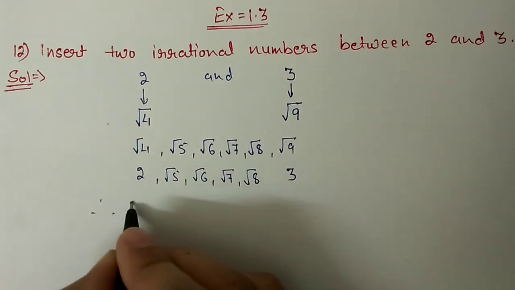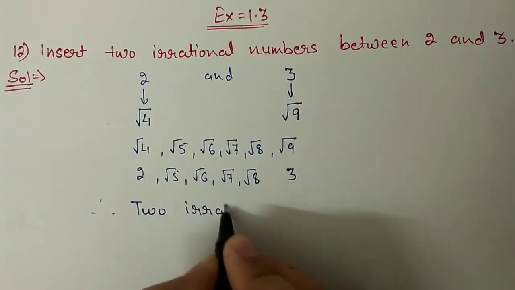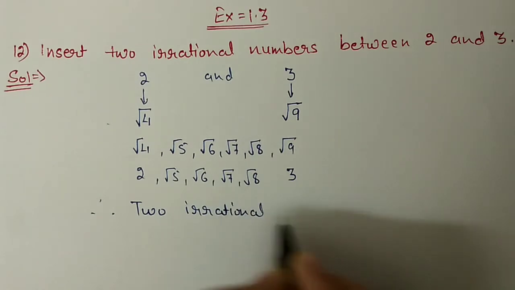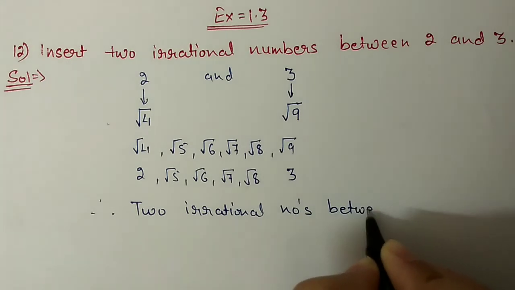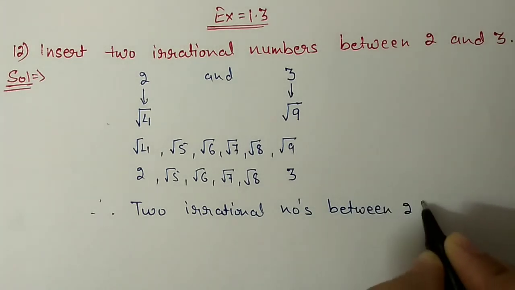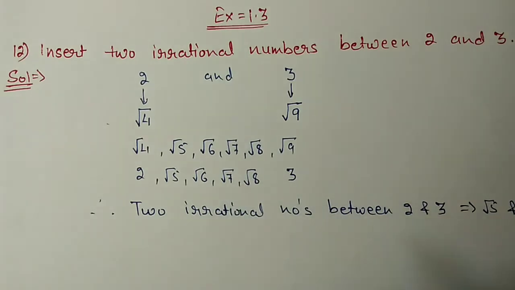So therefore two irrational numbers between 2 and 3 are root 5 and root 6. You can write root 6, root 7 also, root 7, root 8 also.